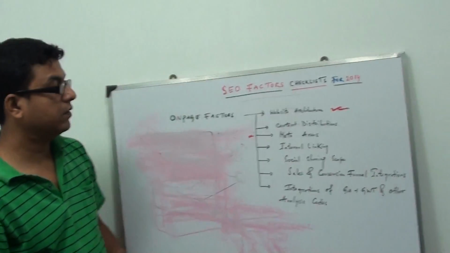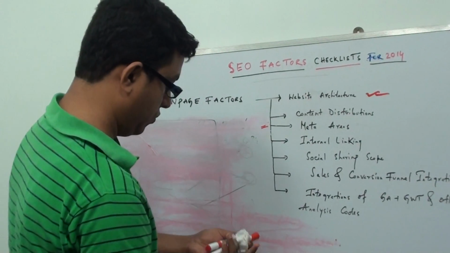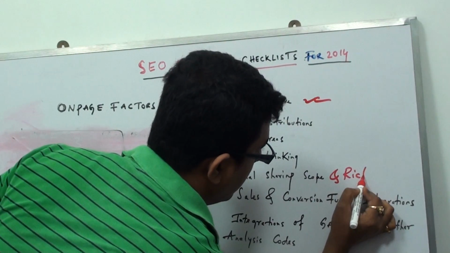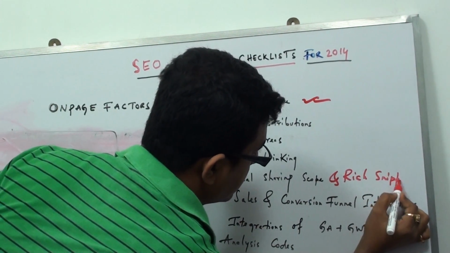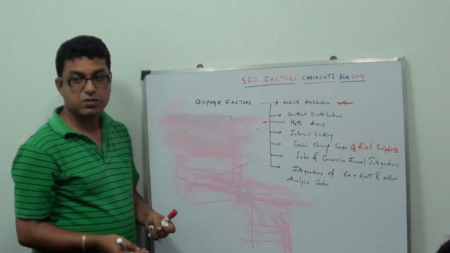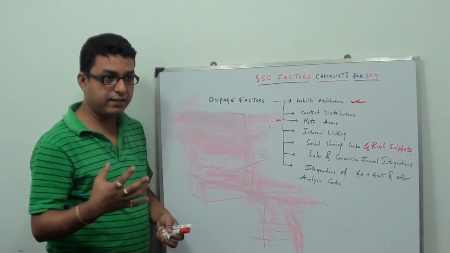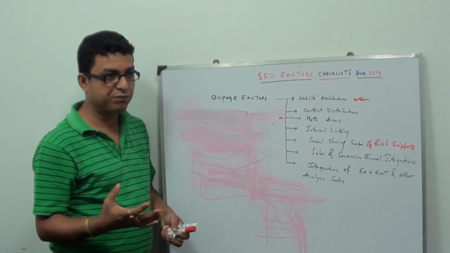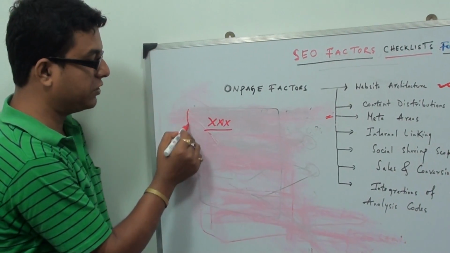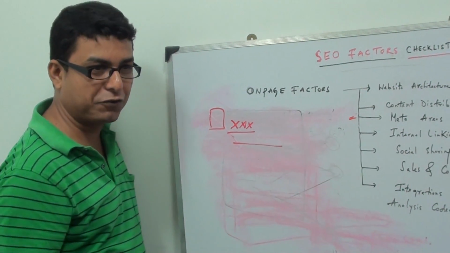Another factor is basically the social sharing scopes, and I would definitely love to add input here: rich snippets. Okay, you have noticed that in Google search ranking, the websites you get over there come up with star signs and with pictures. This is coming up with the reviews, like this many people have reviewed that.